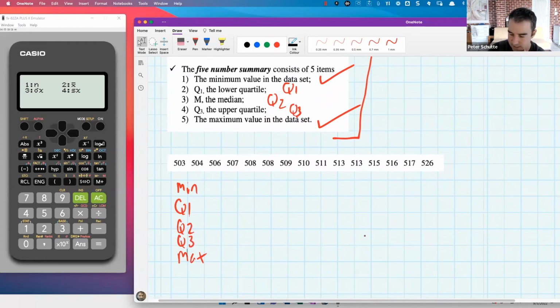The tip I'm going to give you is for Q1, Q2, and Q3, you need to first find the positions of them and then work out the values. The list here is ordered from smallest to biggest. And you can pop your answers in the chat.